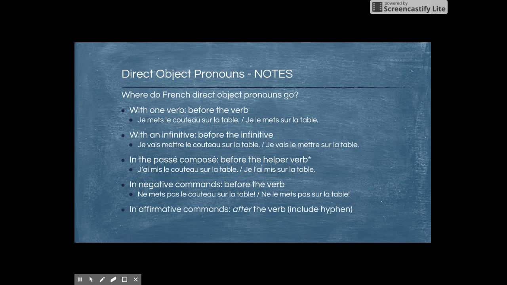However, we know there's always an exception, and that exception is in affirmative commands. Affirmative commands come after the verb, and you include a hyphen. So, mets le couteau sur la table, mets-le sur la table, right? Put the knife on the table, put it on the table, mets-le sur la table. So that is our one exception, is that in affirmative commands, it's going to come after the verb instead of before.